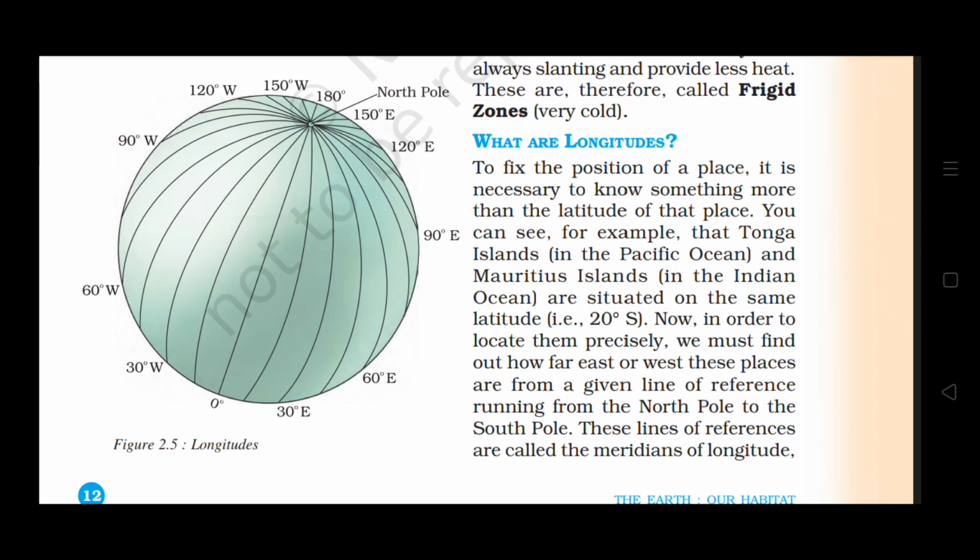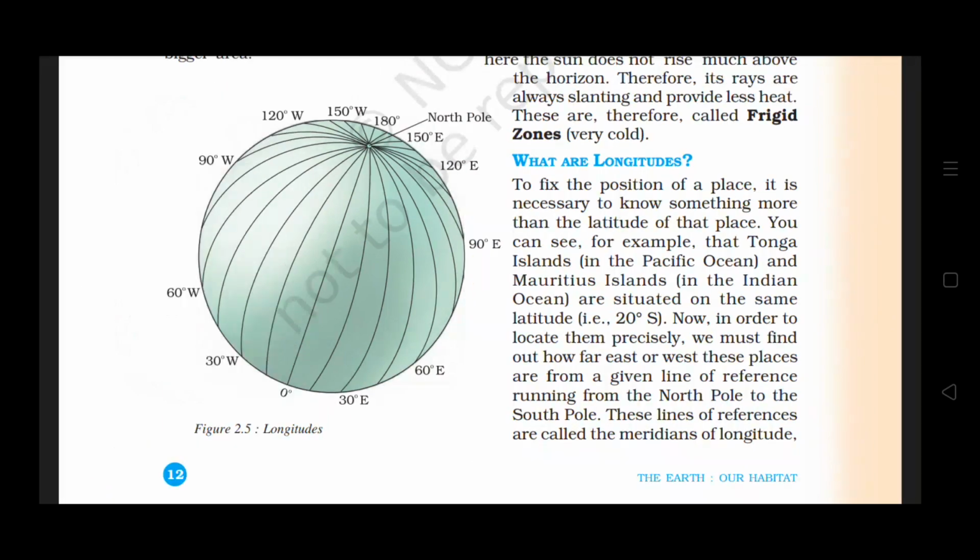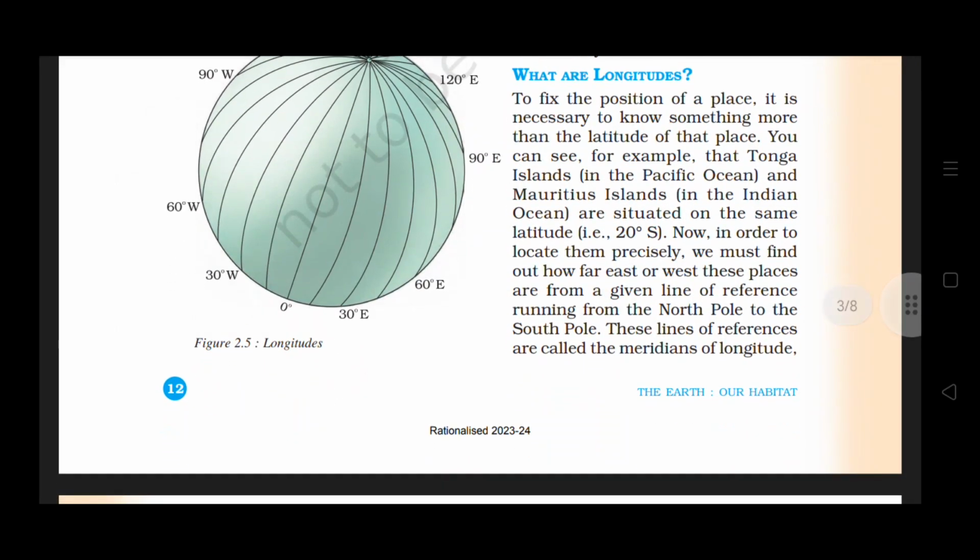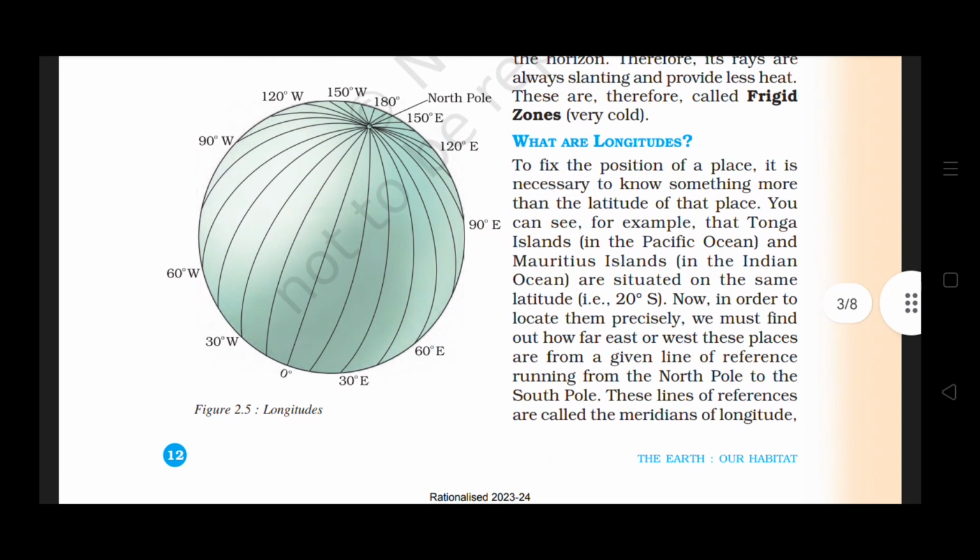You can see, for example, that Tonga Island in the Pacific and Mauritius Island in the Indian Ocean are situated on the same latitude. Now, in order to locate them precisely, we must find out how far east or west these places are from a given line of reference running from the north pole to the south pole.